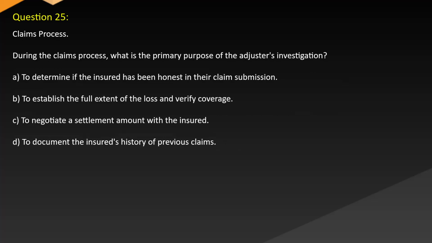Question 25. Claims process. During the claims process, what is the primary purpose of the adjuster's investigation? A. To determine if the insured has been honest in their claim submission. B. To establish the full extent of the loss and verify coverage. C. To negotiate a settlement amount with the insured. D. To document the insured's history of previous claims.